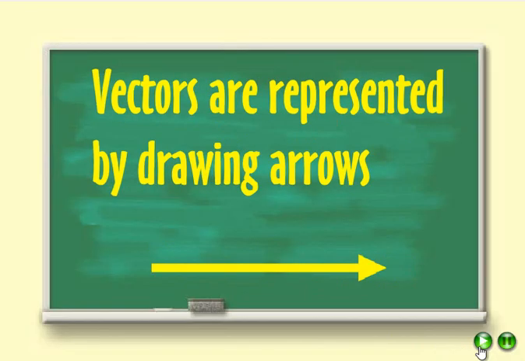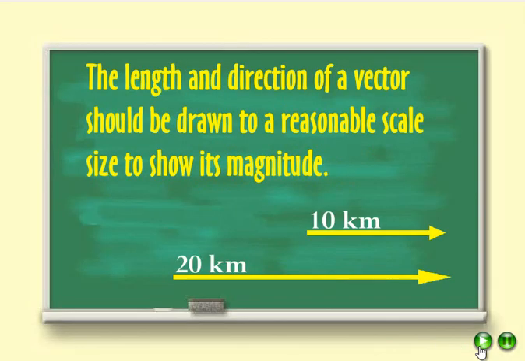Vectors are graphically represented by drawing simple arrows. The length and direction of a vector should be drawn to a reasonable scale size to show its magnitude. 10 kilometers to the east should be half the size of 20 kilometers to the east, or 20 kilometers to the east should be twice the size of 10 kilometers to the east.